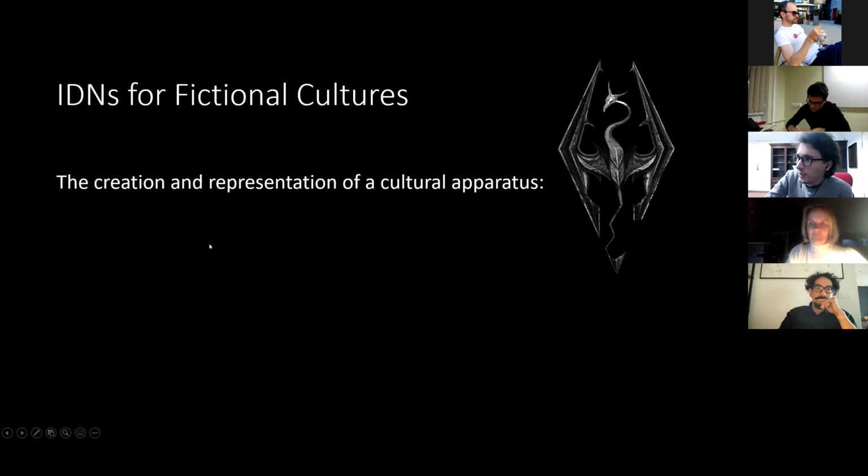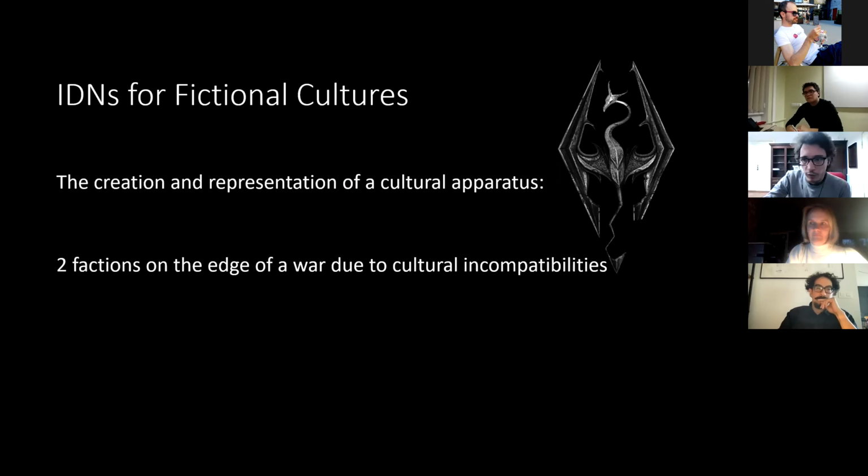The creation and representation of the cultural apparatus here is done through a number of elements. So first of all, as I said, are the two factions that are on the edge of a war due to cultural incompatibilities. And in particular, I think the overarching main cultural incompatibility is due to religious beliefs.